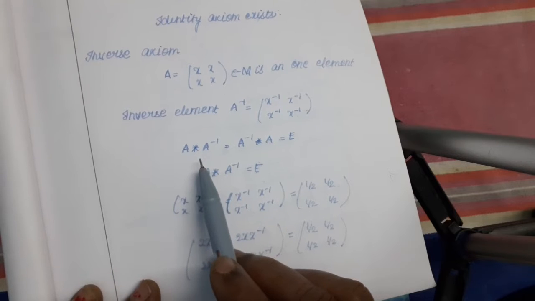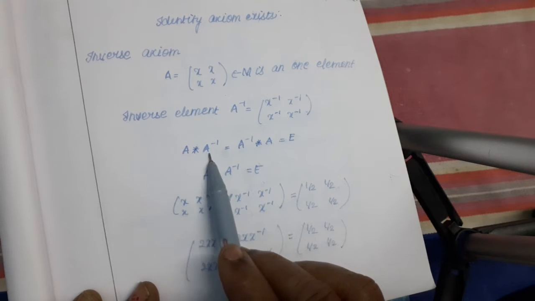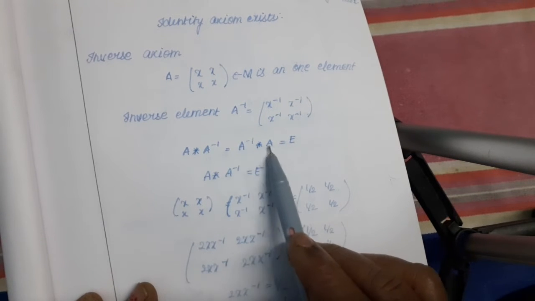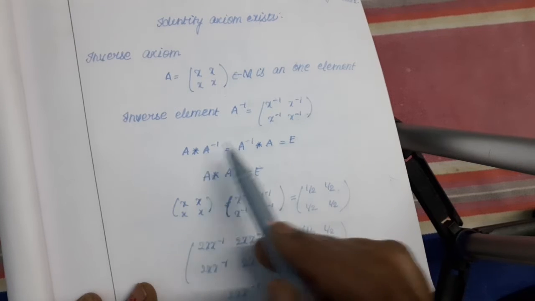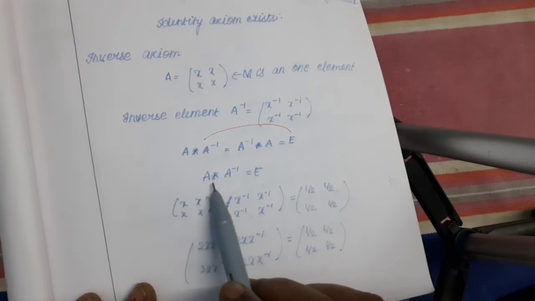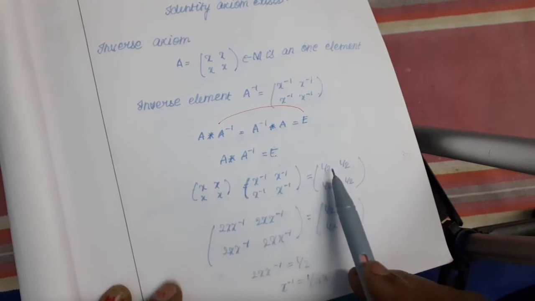What is the inverse property? A star A inverse equal to E. When an element is multiplied with its inverse, we get the identity. A star A inverse equal to A inverse star A equal to E. So we take the first and second, the first and the identity element, and comparing, we get the A inverse. So X inverse equal to what? The identity element.